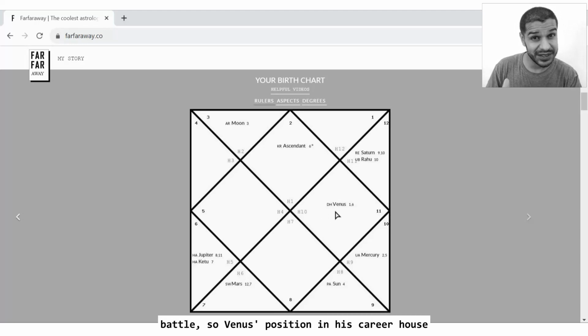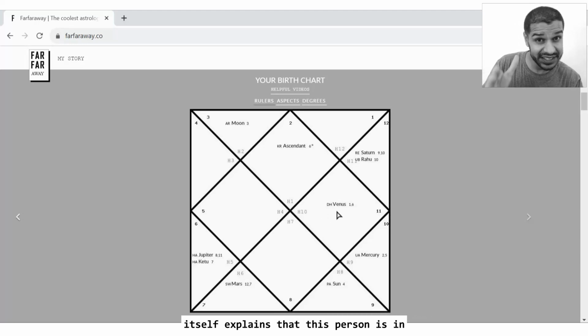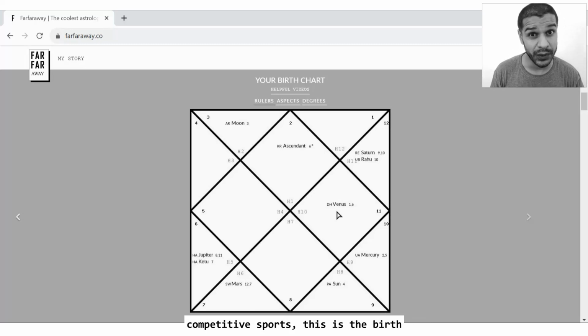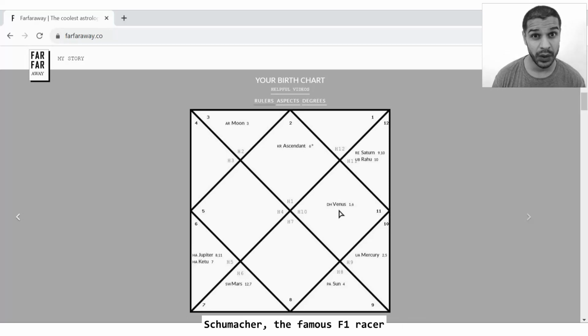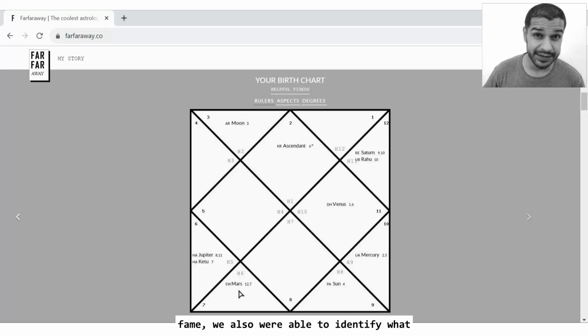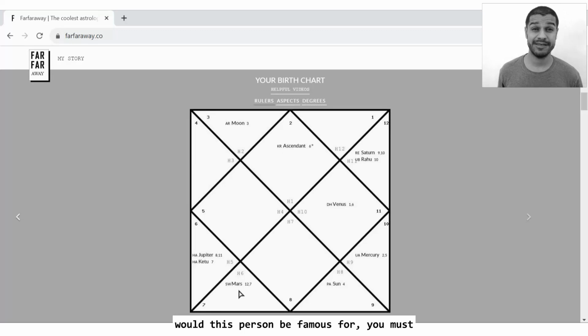So Venus's position in his career itself explains that this person is in competitive sports. This is the birth chart of Michael Schumacher, the famous Formula One racer. From Venus's position, which signified fame, we also were able to identify what this person would be famous for.